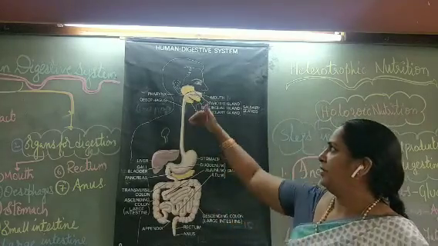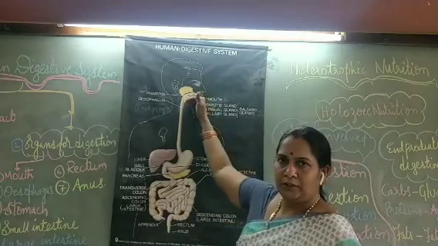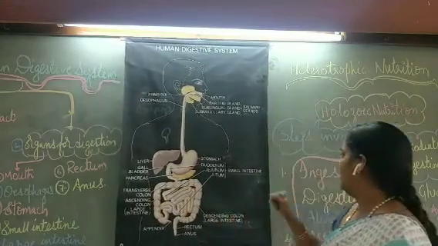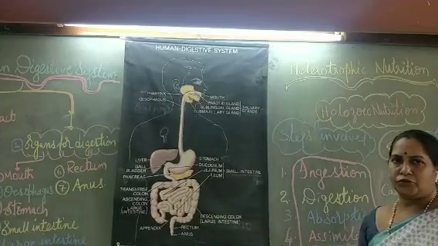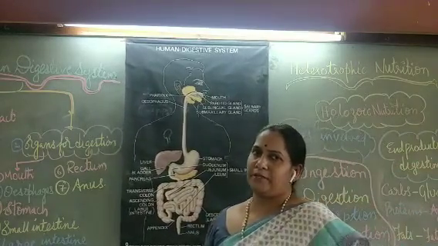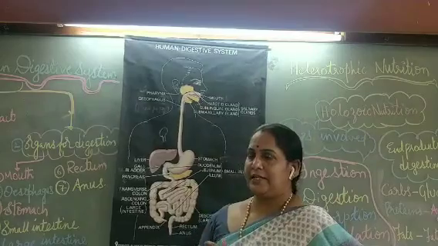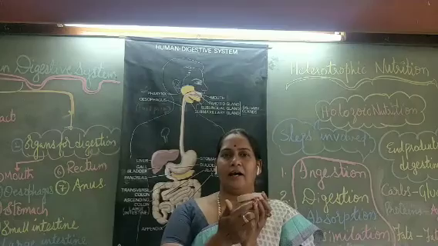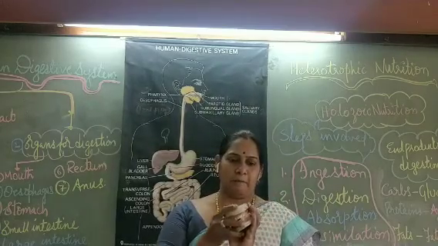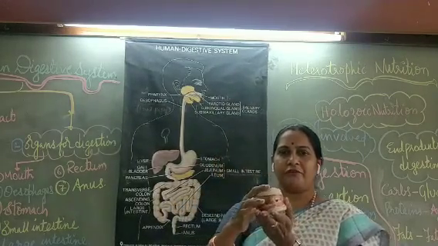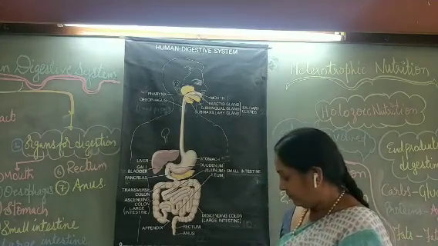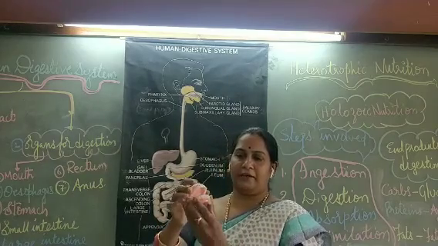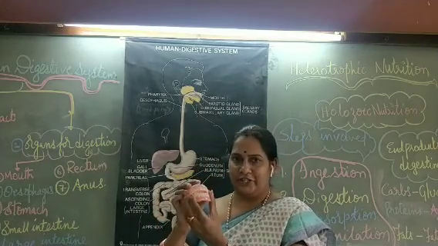Here we see the first part is the mouth, and the food taken into the mouth with the help of hands, we call that ingestion. The process of digestion begins in the mouth itself. The teeth are arranged in a systematic manner. The arrangement of teeth in the mouth cavity, or oral cavity, or buccal cavity, is called dentition.